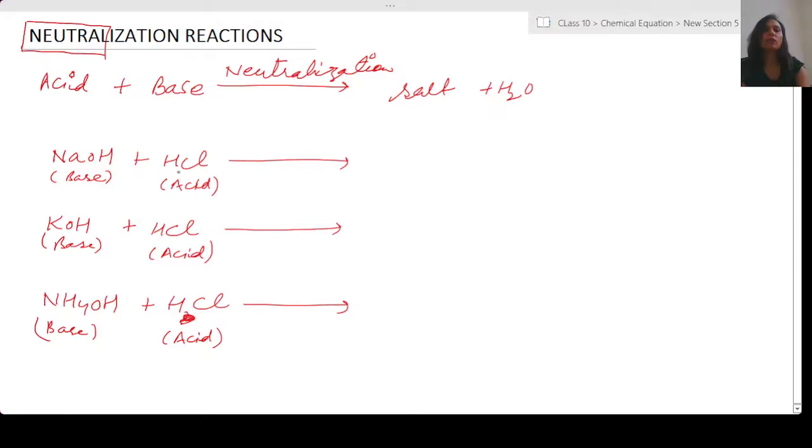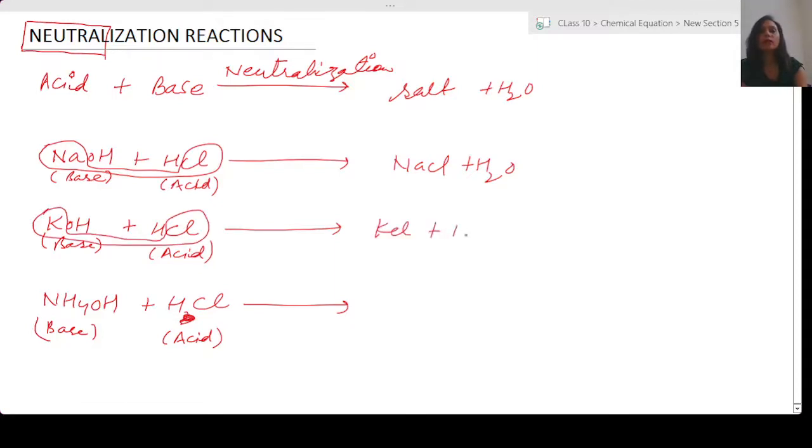Na will combine with Cl here, leaving behind OH and H. So OH and H will form water, and Na will combine with Cl to form NaCl. Here again similarly, K will combine with Cl to form KCl, and water, H2O, will come out. Here also NH4OH will combine with Cl and OH will be out. OH will combine with H to form H2O, and we will get NH4Cl.